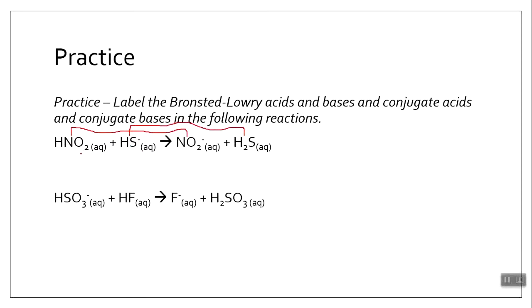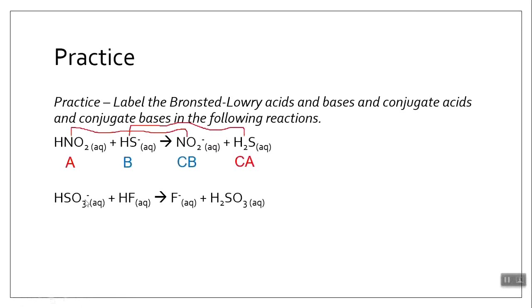And so let's look at what happened. HNO2, what happened on the other side? It lost the hydrogen, right? And so that would make this our acid, and then this species our base, okay? So if this one lost it, this is now its conjugate base, and this is now the conjugate acid.